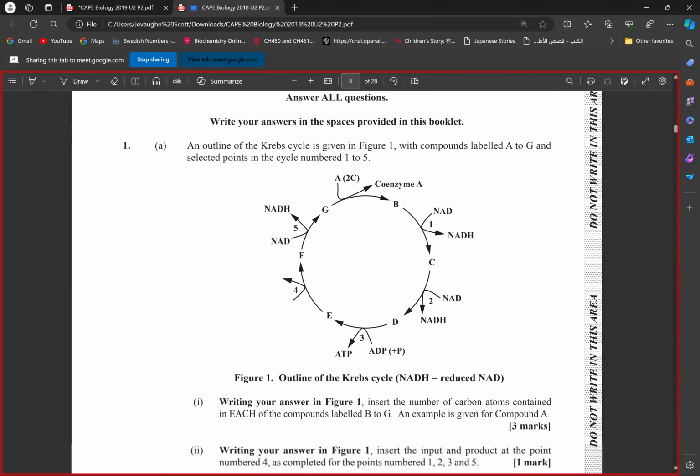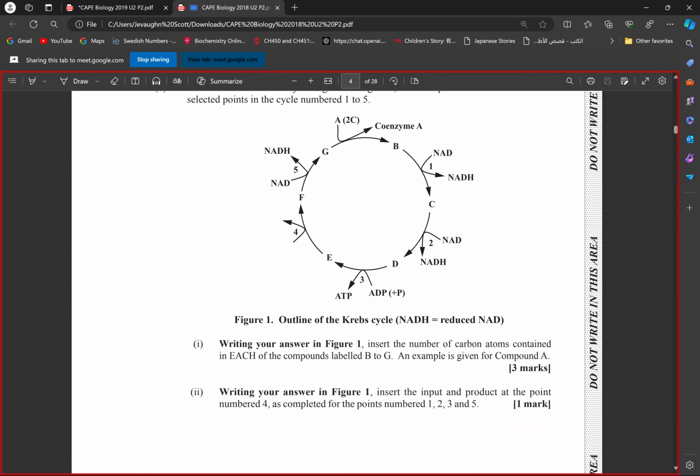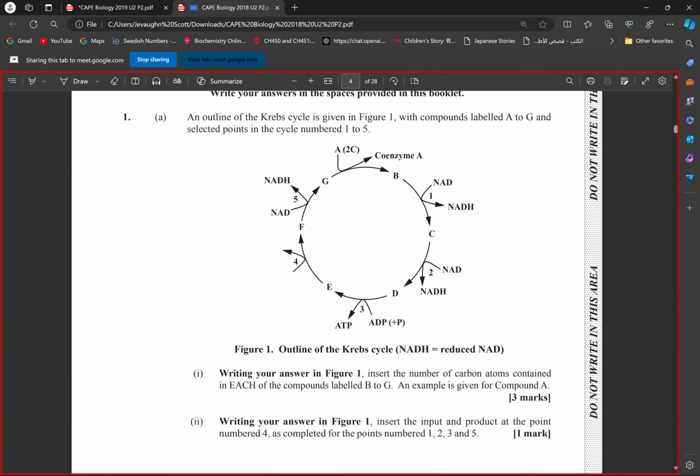An outline of the Krebs cycle is given in figure 1, with compounds labeled A to G, and selected points in the cycle numbered 1 to 5. Writing your answer in figure 1, insert the number of carbon atoms contained in each of the compounds labeled B to G.